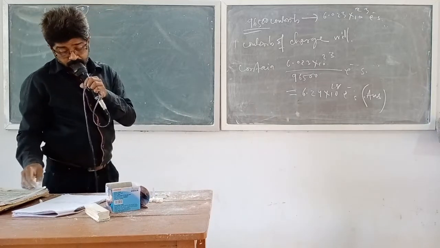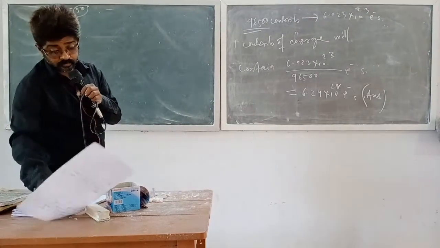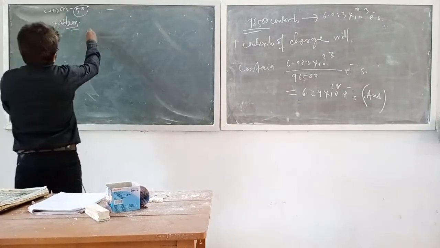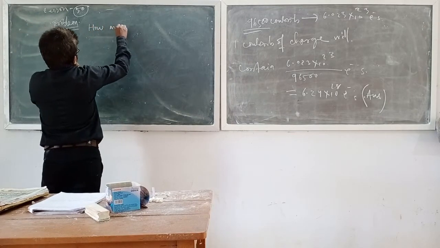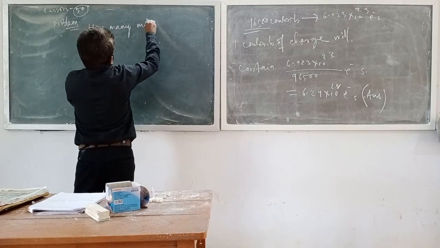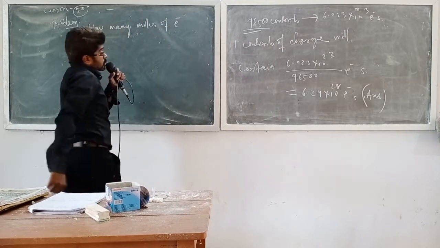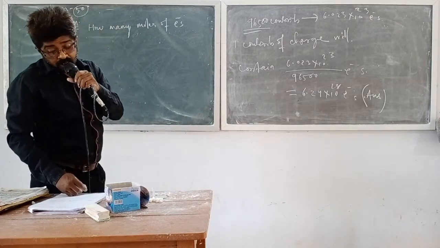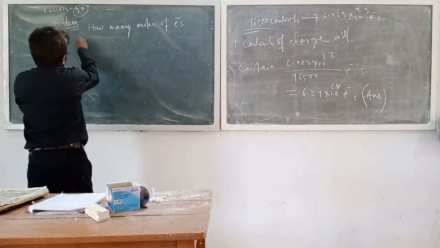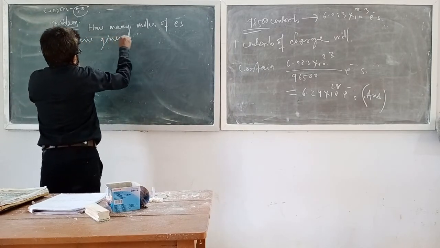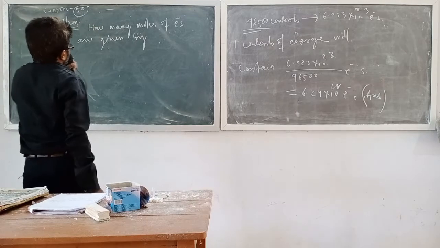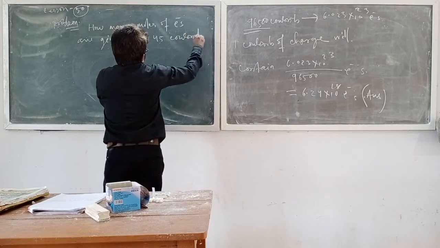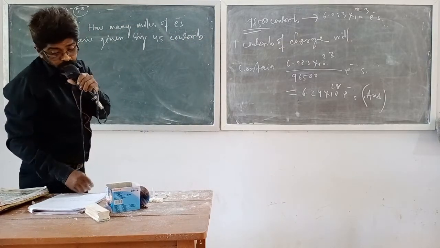Now we see the next problem. How many moles of electrons are given by 45 coulomb of charge?